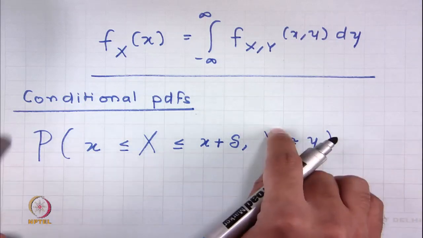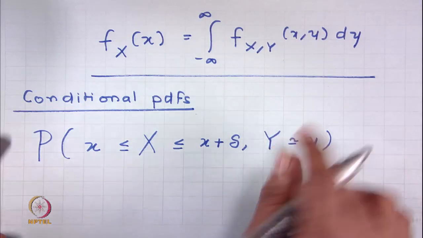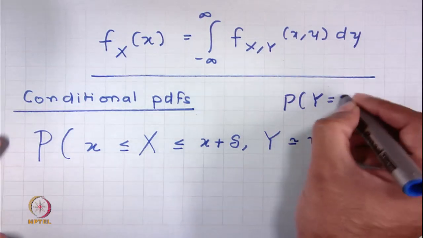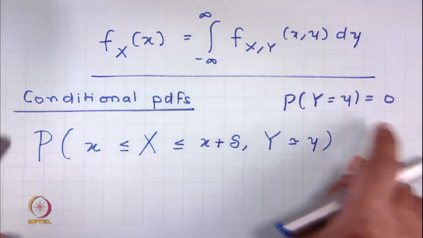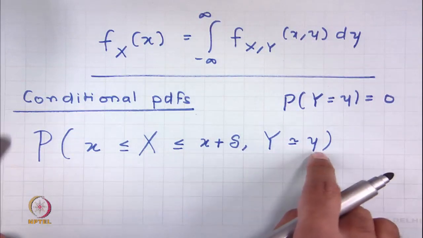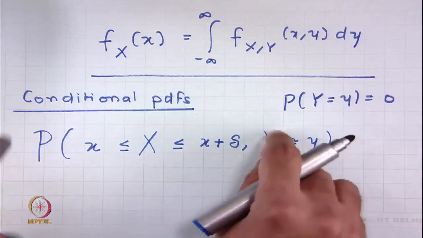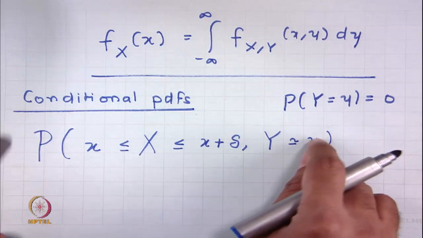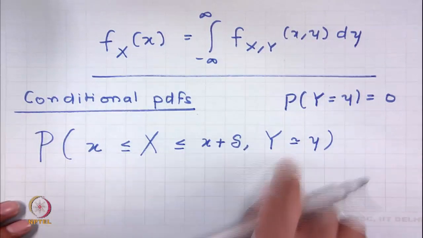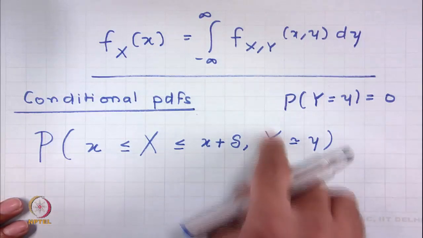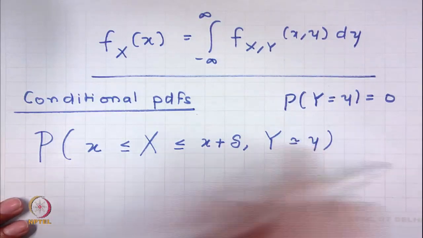It is a continuous random variable. So, the probability that y takes a value y, this probability is 0. So, we cannot say that random variable y takes a numerical value small y. We have to say that random variable y takes a value around y, very close to y, but it cannot be y. Okay. So, just remember this caution in mind. You have to say that random variable y takes a value around y.